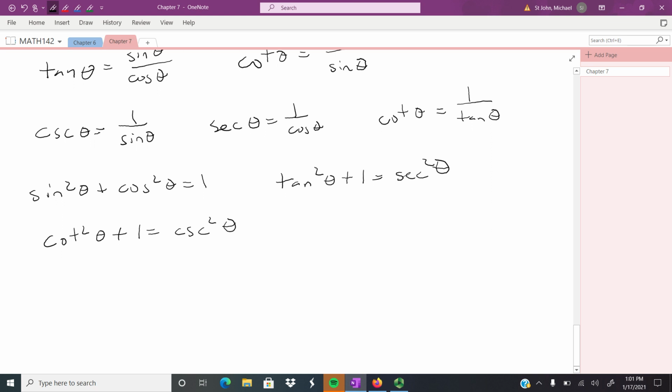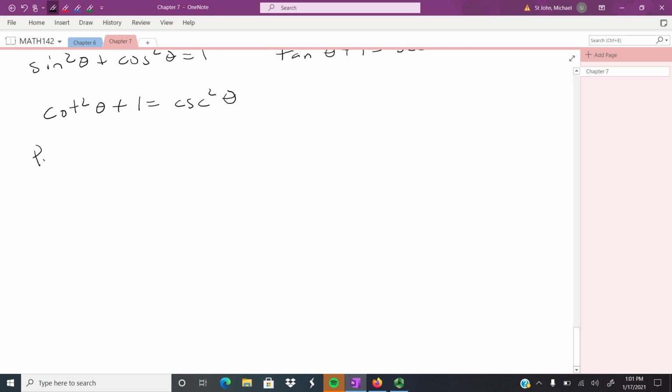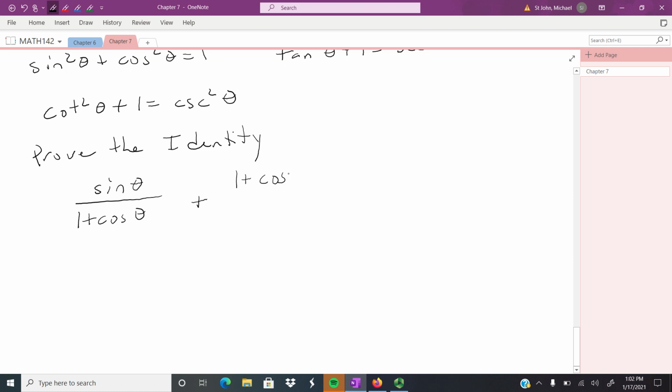So there's those. Okay. So then we get a question that looks something like this and says, prove the identity. So sine theta over 1 plus cosine theta plus 1 plus cosine theta over sine theta equals 2 cosecant theta. So basically you want to prove that the left side is equal to what we have on the right side.